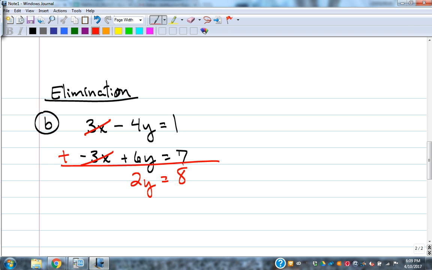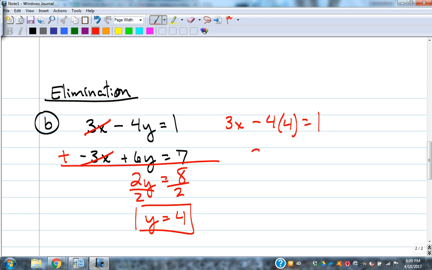7 plus 1 is 8. And now I get a really, really easy problem to solve. Divide by 2, and y is equal to 4. And then I take that answer and plug it back into one of those others to get x. So I'm going to go back into the first one. That's 3x minus 8, or minus 16, excuse me, equals 1. And I would add 16. 3x equals 17. Divide by 3. X is 17 over 3.